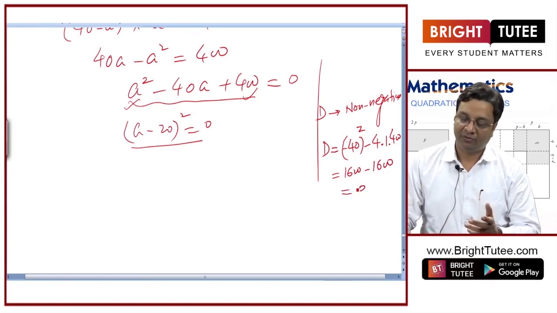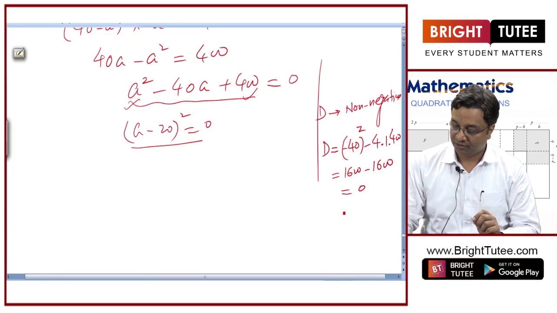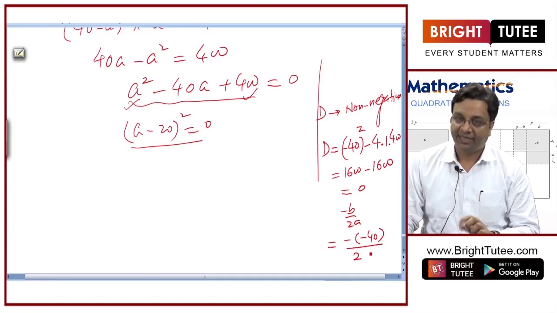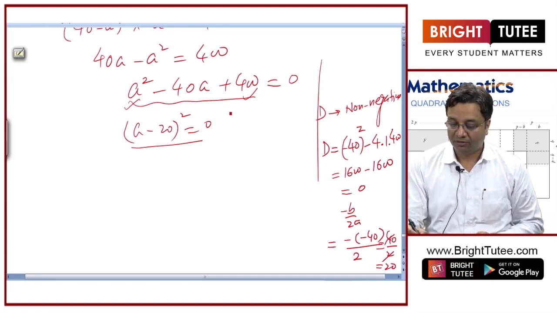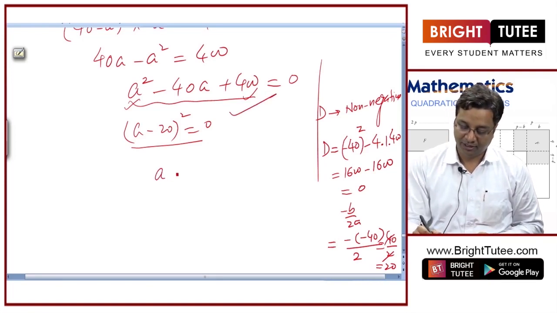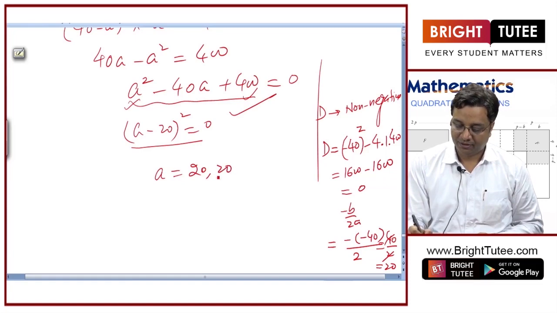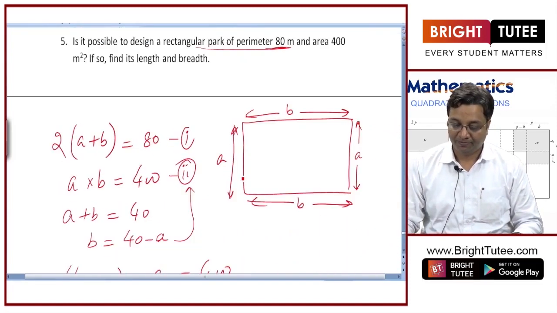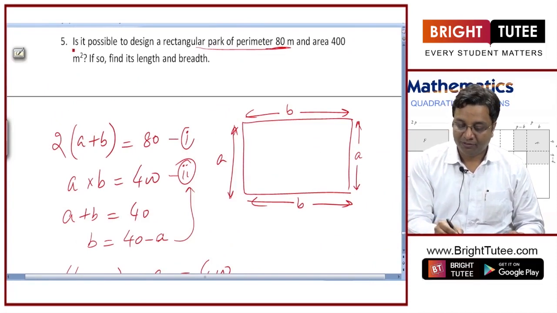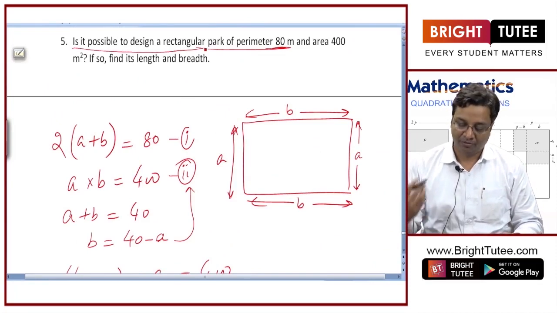So the roots are equal, and the roots are equal to what? Minus b by 2a, which is equal to minus of minus 40 by 2, a is 1, right? So 40 by 2, 20. So the roots of this equation are 20 and 20. So yes, the real values of a are possible. Hence, it is possible to design such a rectangular park.